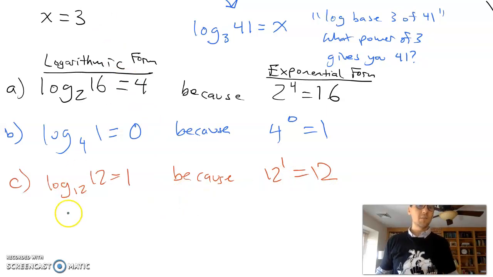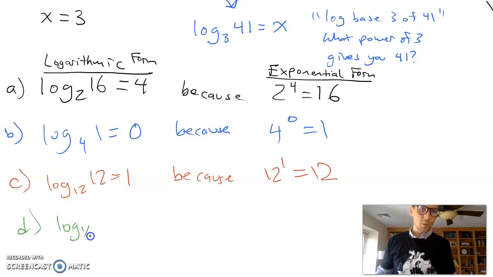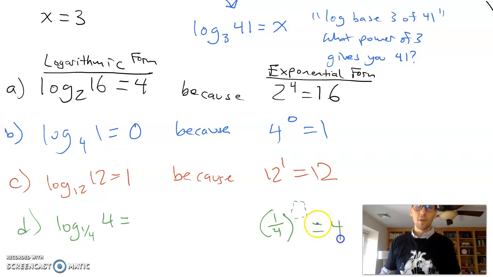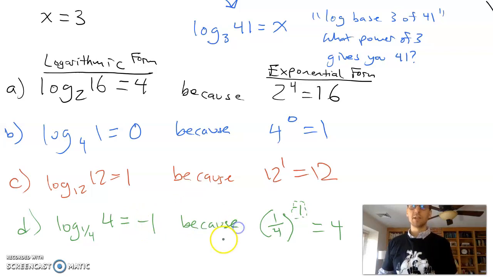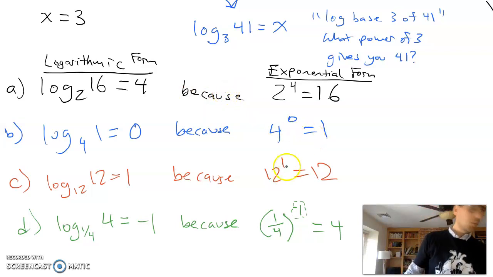And then lastly, let's take a look at one with a fraction. Log base 1/4 of 4. What power of a quarter gives you 4? What power would have to go there? Well, a negative first power would flip this, so this would evaluate to be -1 because it would give you the reciprocal. I hope this video gave you a little intro to logarithms, and then you can tackle some of these problems that were assigned on the homework.